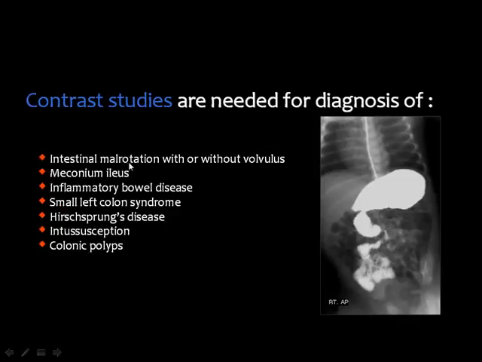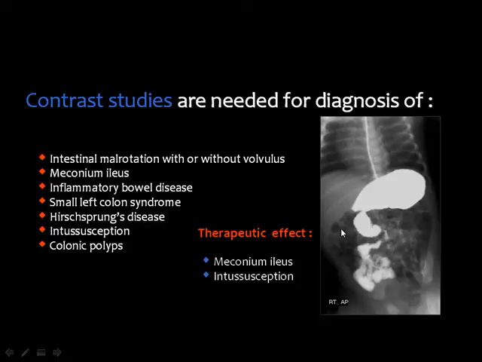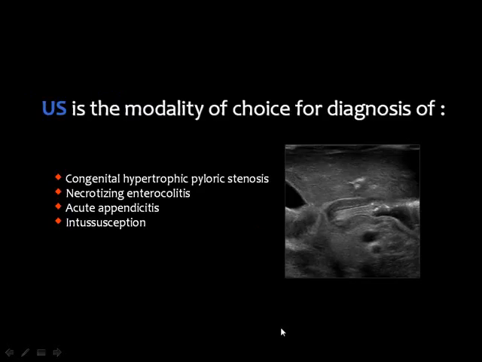Also, barium can help in the diagnosis of intestinal malrotation with or without volvulus, the diagnosis of meconium ileus, inflammatory bowel disease, small left colon syndrome, Hirschsprung disease, intussusception, and colonic polyps. And also, do not forget the therapeutic effect of barium in dissolving meconium in some cases of meconium ileus, and in reduction of intussusception.